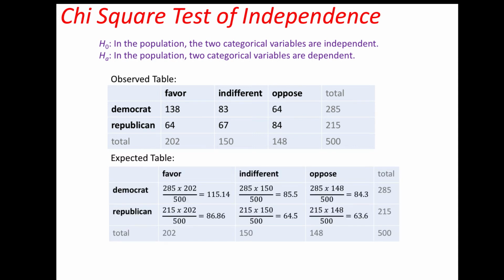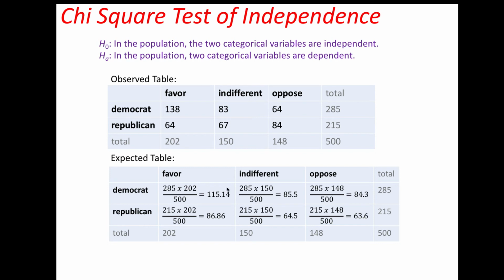So once we have the observed counts, we need to compute the expected counts under the null hypothesis that the two categorical variables are independent. This is done using the marginal totals and overall total to compute expected counts for each cell in the table. In other words, to find the expected count for each cell in the table, we multiply the marginal row and column totals for that cell.